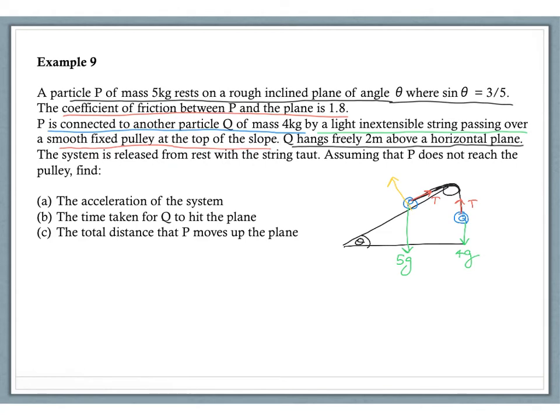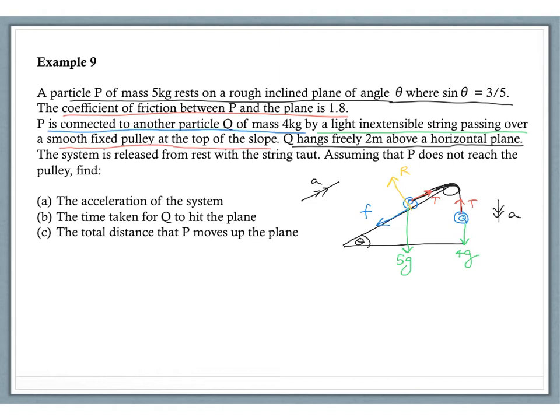We have a reaction force like that for P, and then the system is released from rest. That means that Q will accelerate downwards like that, so P is going to accelerate up the slope like that. Remember, friction opposes the direction of motion, which means that friction has got to be in this direction here.